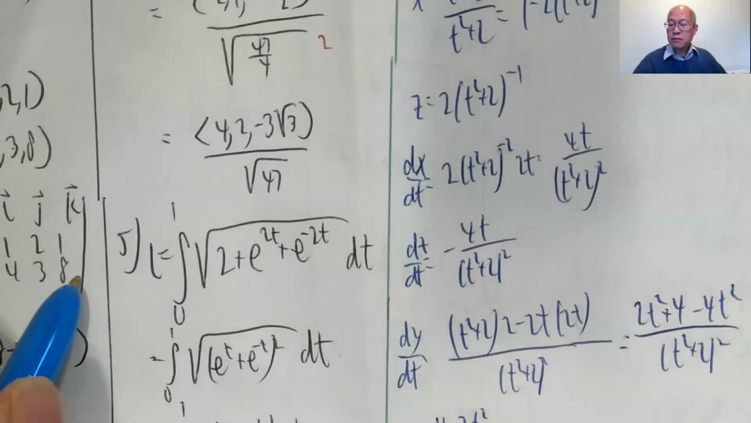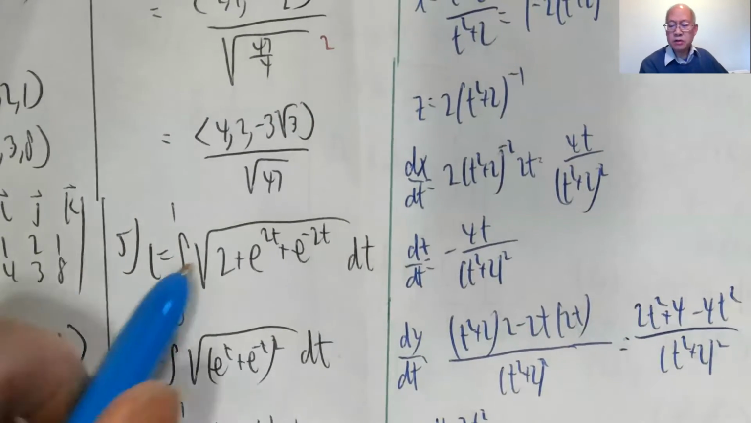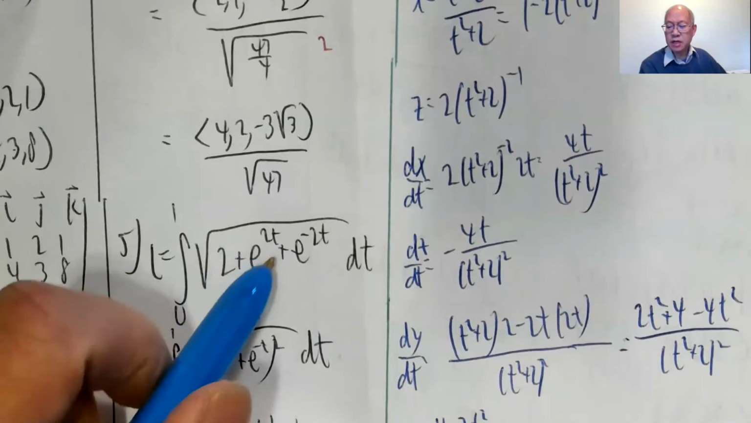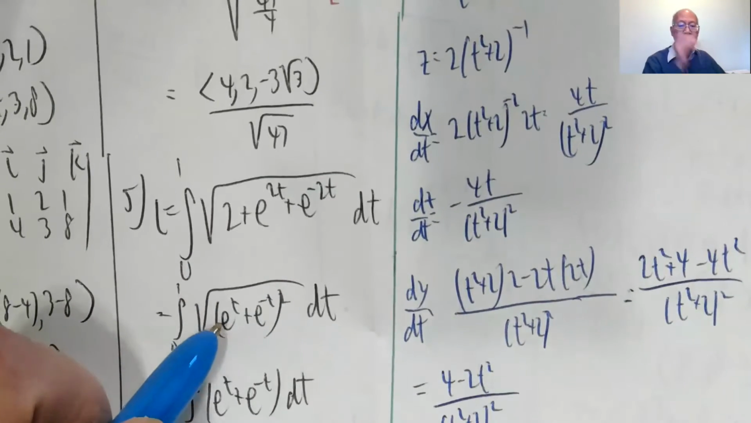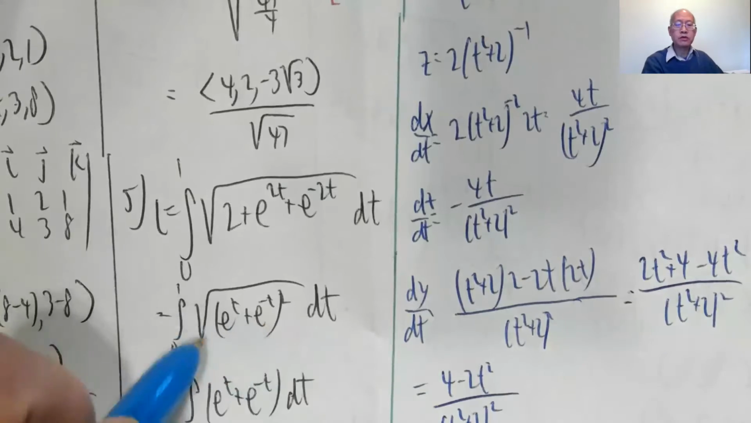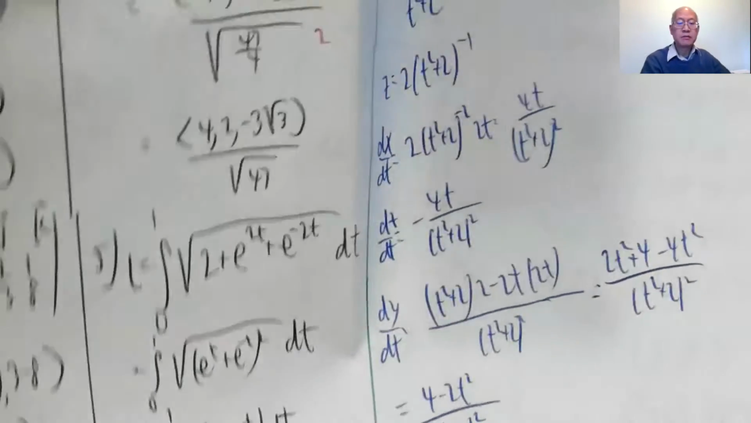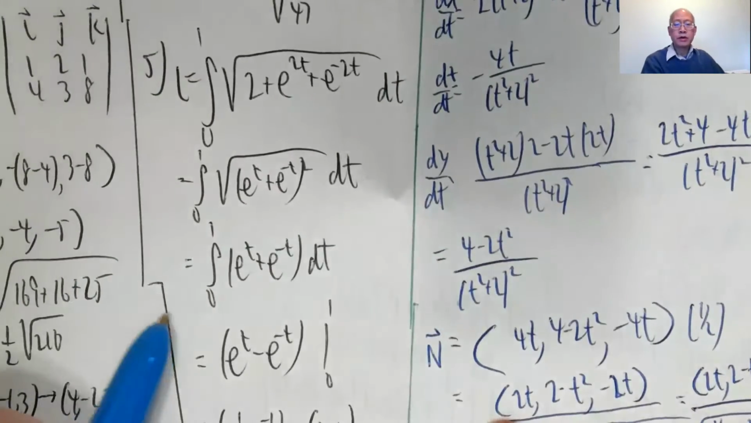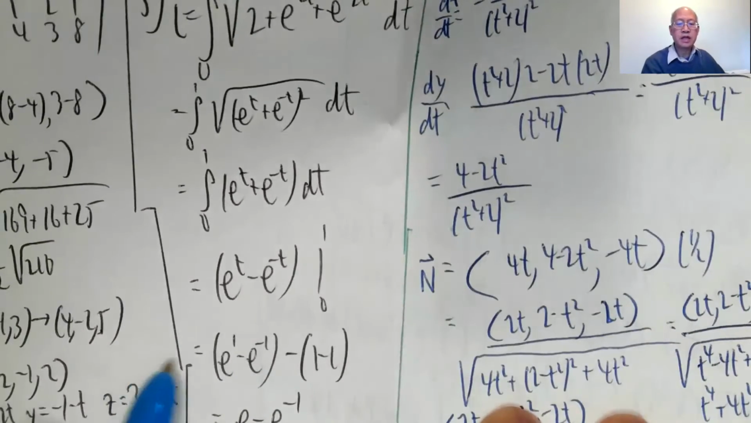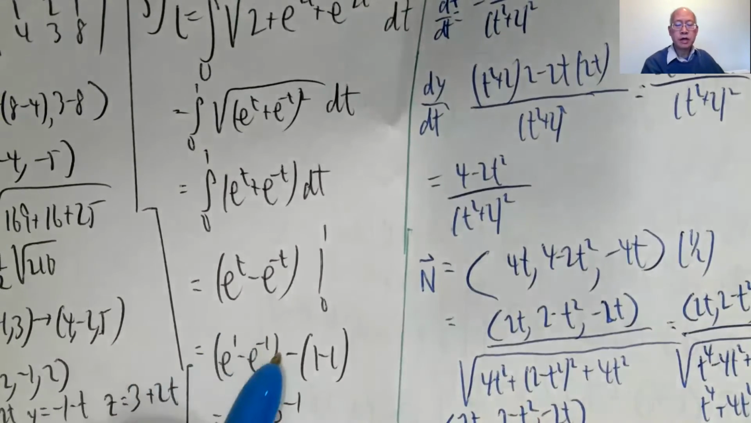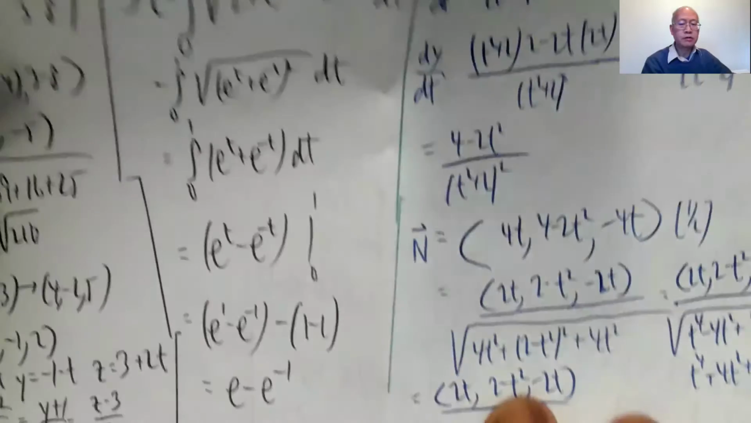Number 5, dx dt squared is 2. dy dt squared is e to the 2t. dz dt squared is e to the -2t. That factors into e to the t plus e to the -t quantity squared, whose square root is e to the t plus e to the -t. So when you integrate, you have e to the t minus e to the -t. Plug in 1, you have e minus e to the -1. Plug in 0, you get 1 minus 1, or 0. Final answer is e minus e to the -1.